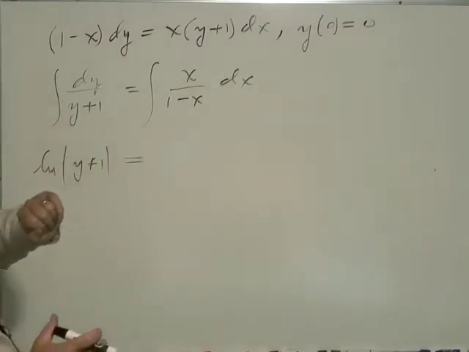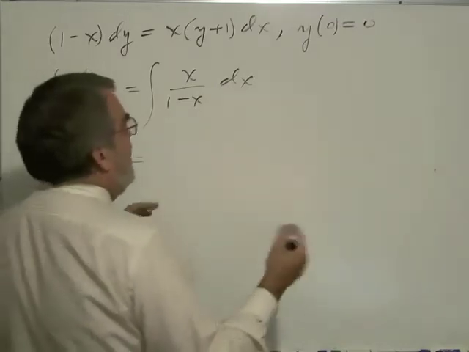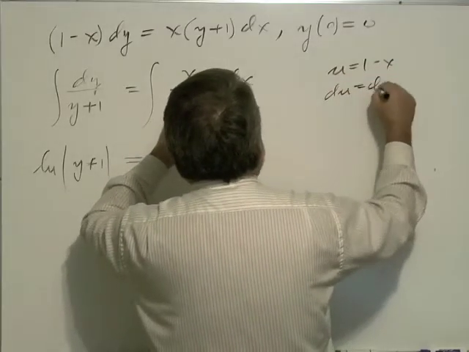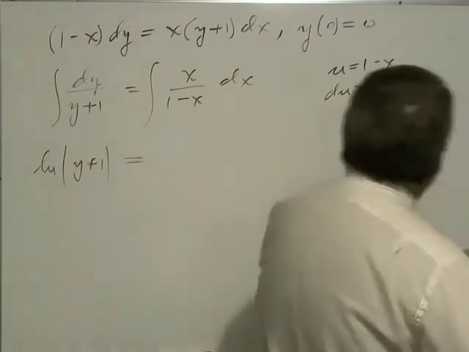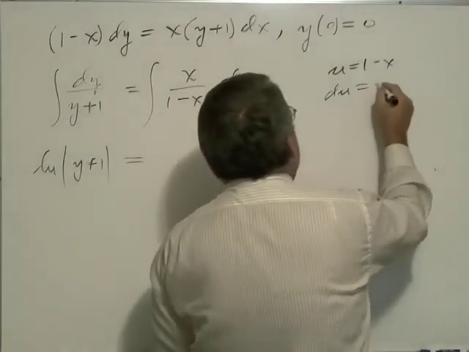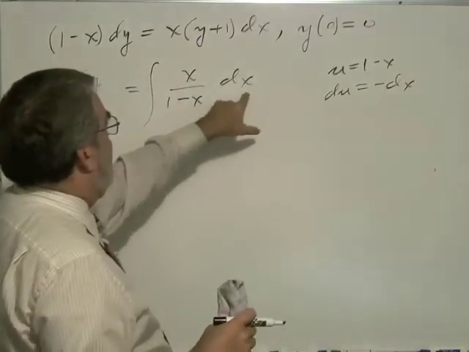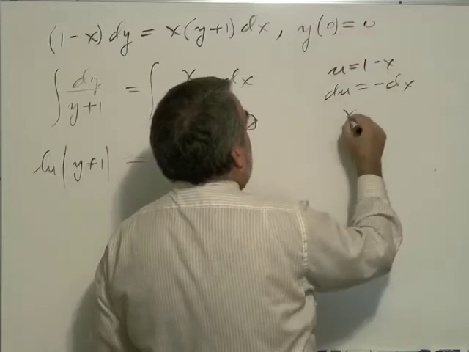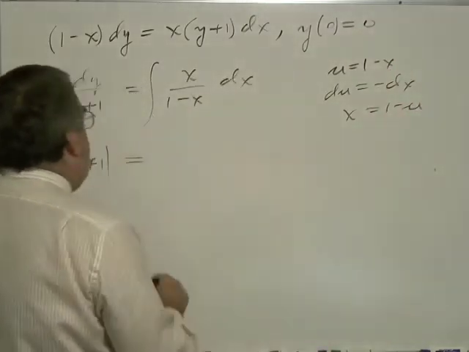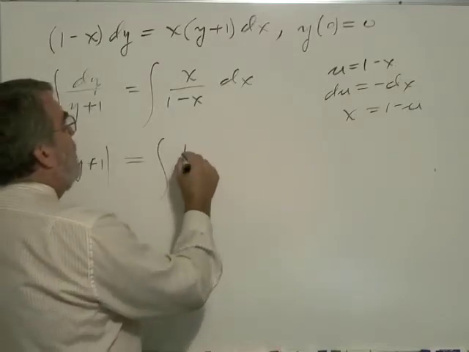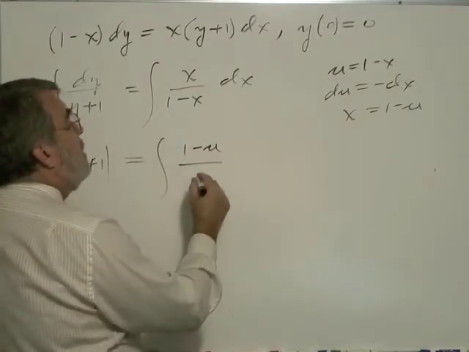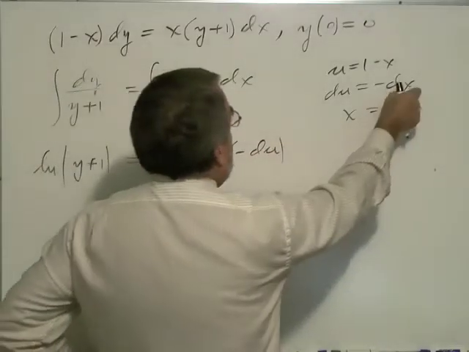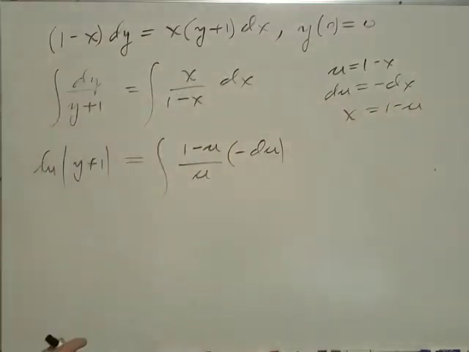And then the right side, well, let's do a u substitution this time. We did one very similar in the last problem, I believe. So if I let u equal 1 minus x, du is negative dx. Can't forget my negative here. But in substituting, we also have to substitute for x. And if I solve for x, x will be 1 minus u. So this becomes the integral of 1 minus u over u times minus du, because dx will be a negative du.